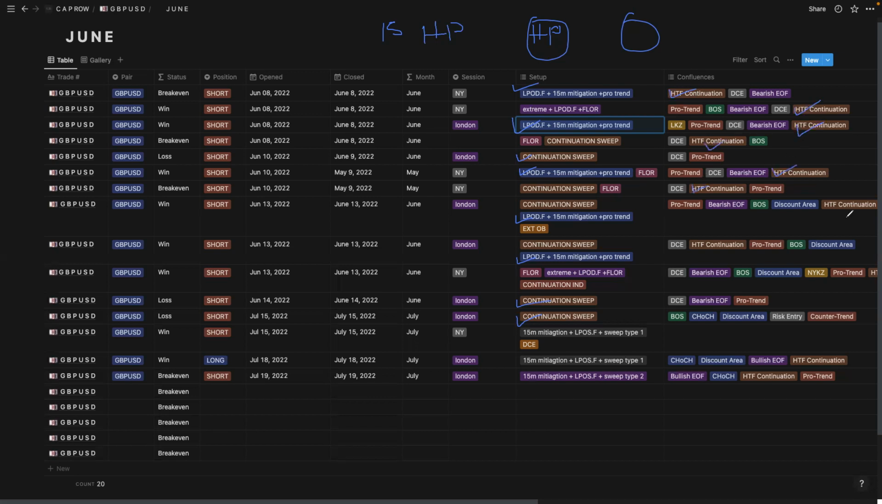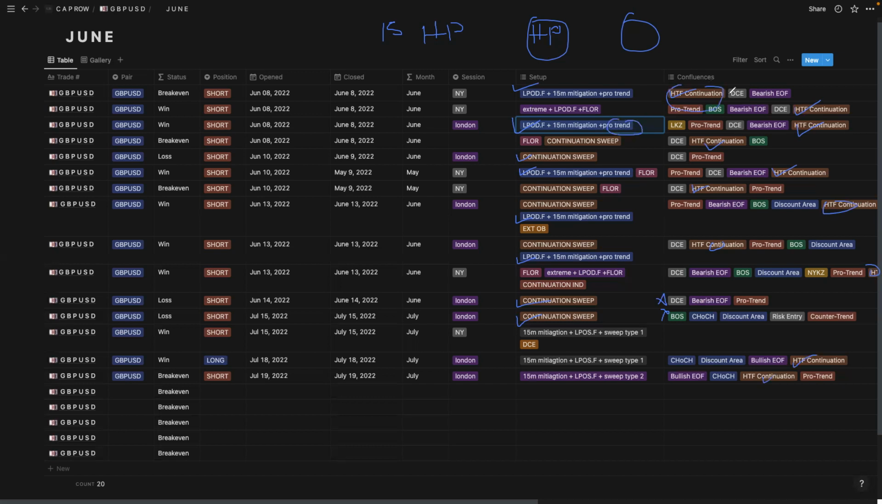See, on the higher time frame, you can see each and everything has a higher time frame continuation. Only this one doesn't have it, this one doesn't have it, but this one has it, and this one has it. So for me to take this particular setup, I need higher time frame continuation.